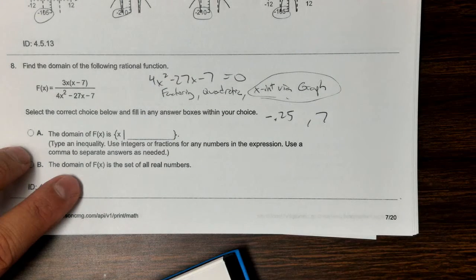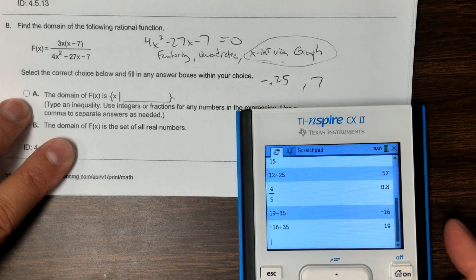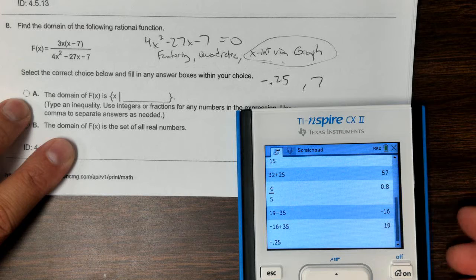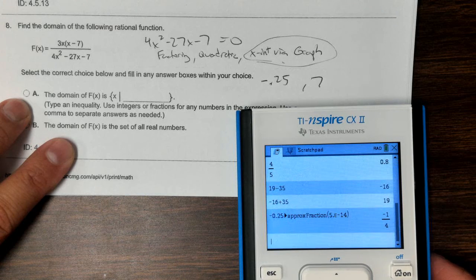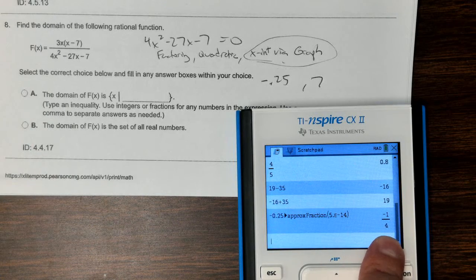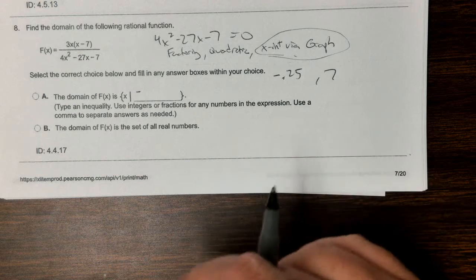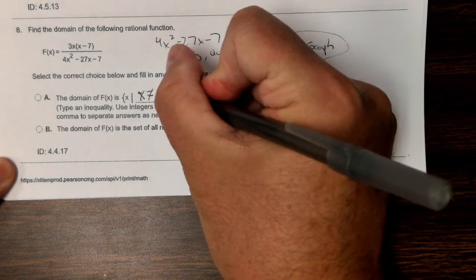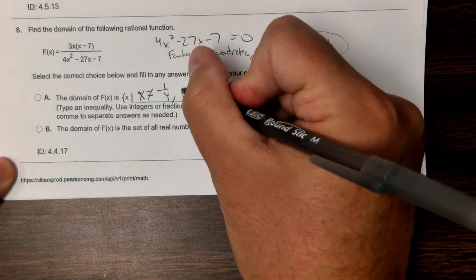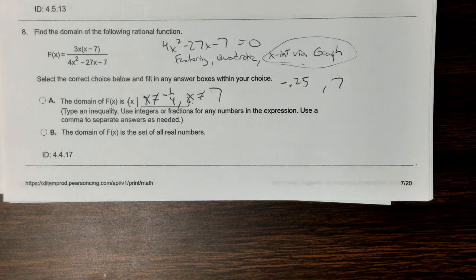Now, since it wants fractions, then you have to convert that to a fraction. And the way you do it through the calculator is through the calculate screen. And you can say negative 0.25, then press menu, number, and then approximate to fraction. And that's negative 1/4. So you end up with x not equal to negative 1/4, comma, x not equal to 7. Not negative 1/4 and not 7.